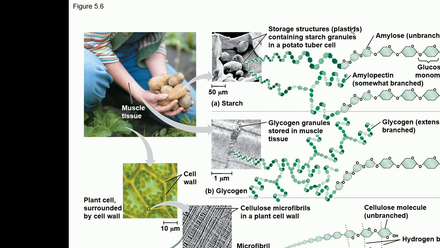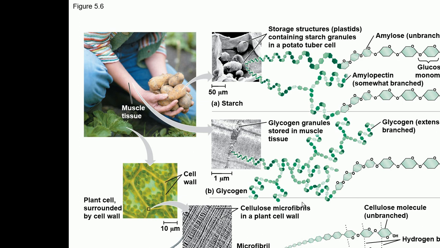Now glycogen is a storage form of polysaccharide in animals. Like in us, whenever we eat an excess amount of sugar, that excess sugar is converted into glycogen, and it is stored in our liver. So it's a storage form of polysaccharide in animals. Glycogen is also extensively branched. So amylopectin and glycogen both are extensively branched.